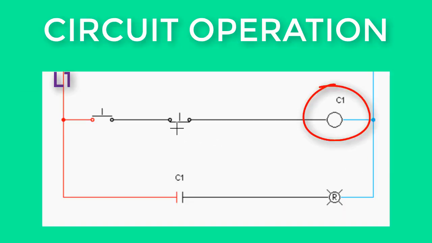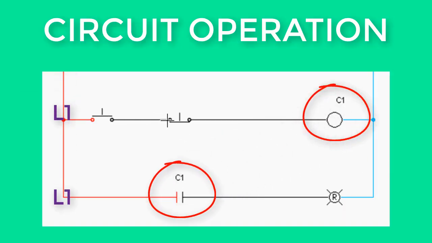In the circuit shown, a normally open push button and a normally closed push button control coil C1. When energized, the C1 coil closes the C1 contact and energizes the red lamp. It is very important in ladder logic design to identify the contacts and the coils that control them, and to identify all components.